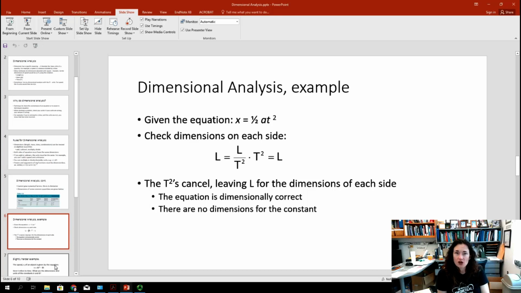Let's check that. First of all, let's consider each of the factors in that equation on the right-hand side in turn. We start out with a 1/2. Well, that's just a number, and there's no units or dimensions associated with the quantity 1/2, okay? That's it. So 1/2, we can ignore that part for our dimensional analysis and focus on the at squared part. a is an acceleration, and as previously discussed, the dimensions of an acceleration are length per time squared. So in the equation here on the slide, I've got length divided by time squared for my dimensions there in the equation.